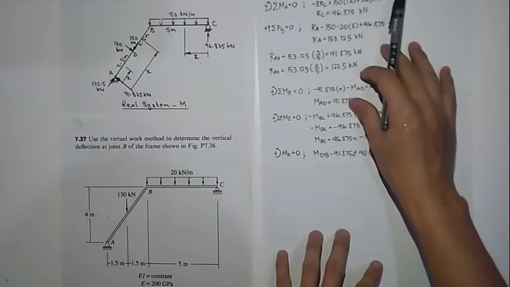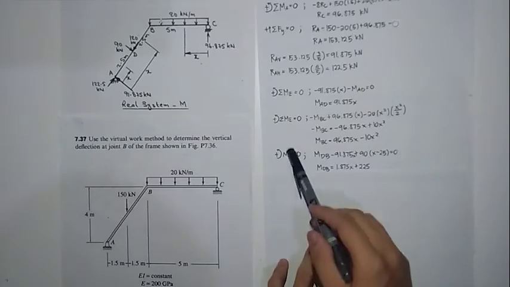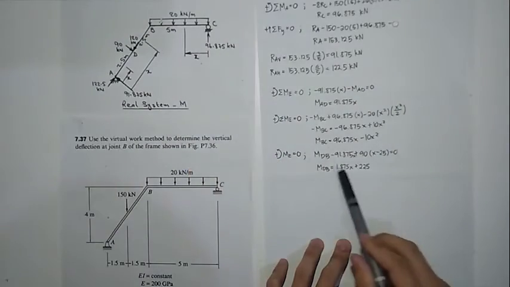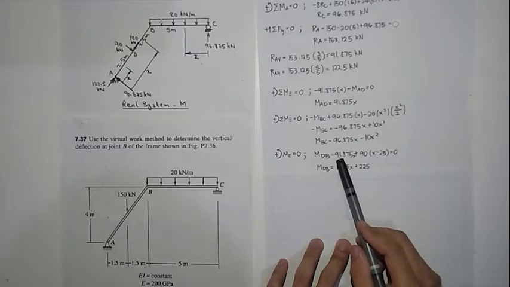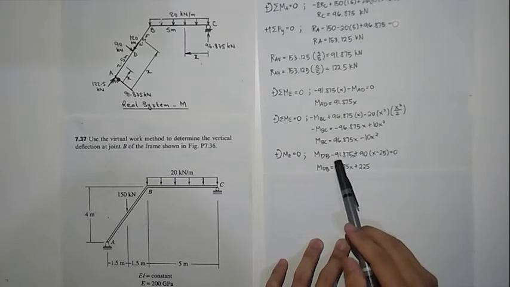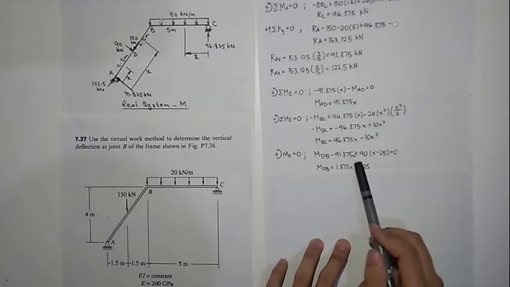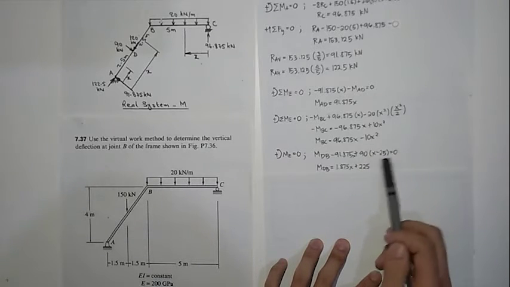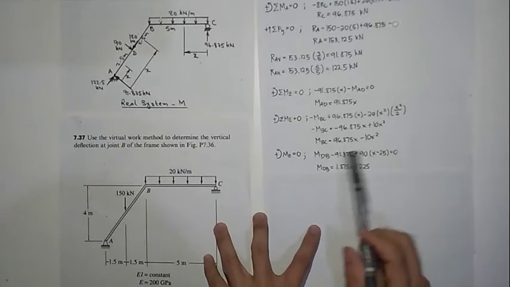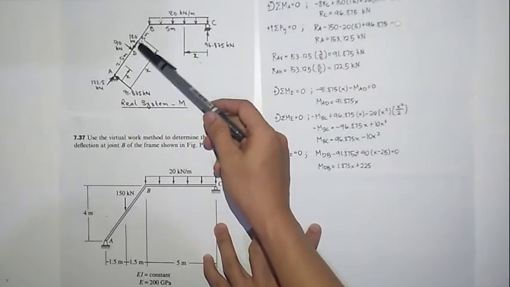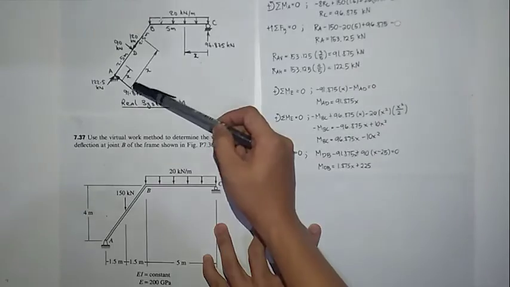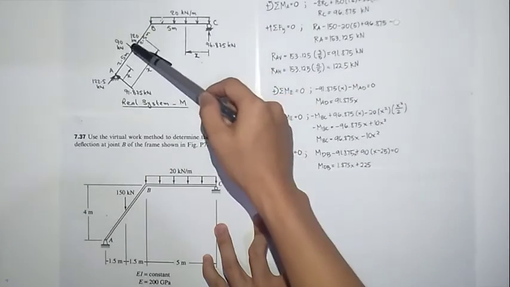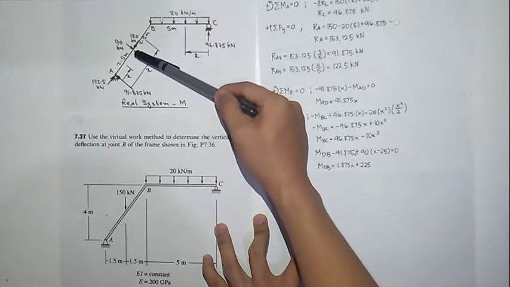Ang susunod po ay hahanapin natin ang member DB. Ito po ang DB. So, negative MDB minus 91.875x plus 90 times x minus 2.5. Napansin nyo po, x minus 2.5, kasi dito po tayo nag-cut, kaya po x minus 2.5, kasi hanggang dito na po ang D to B.